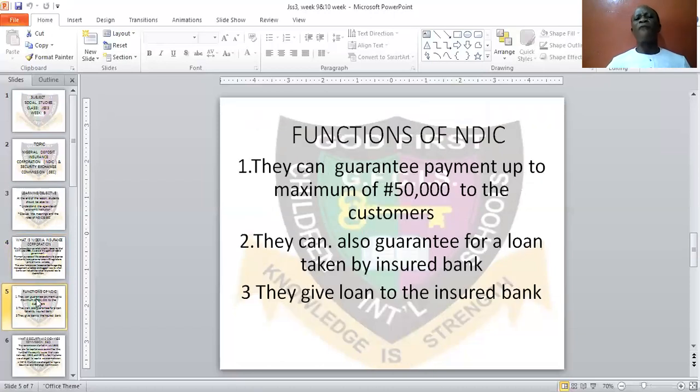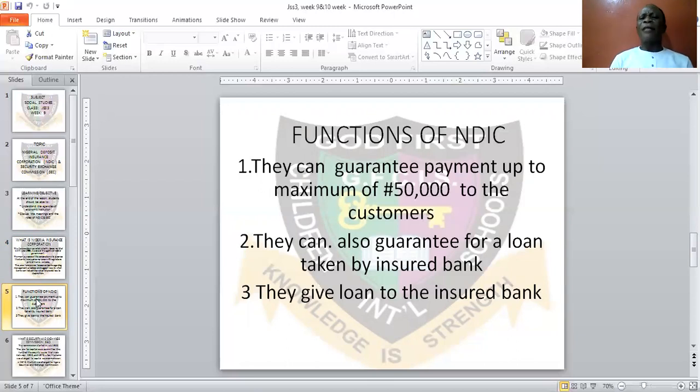What are the functions of Ndic? One, they can guarantee payment up to a maximum of 50,000 naira to the customers. That is, customers are depositors, people that deposit money in the bank. They can come to withdraw their money at any time. Two, they can also guarantee a loan taken by an insured bank. They give loan to the insured bank.